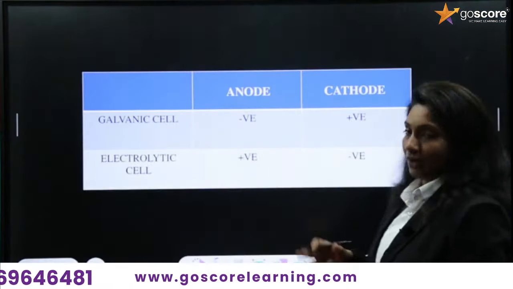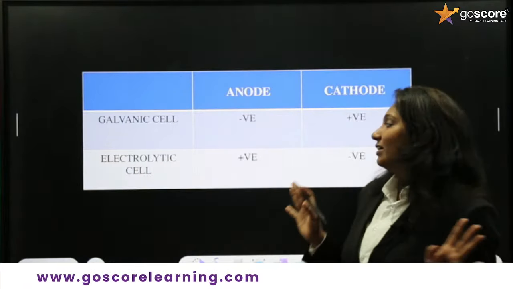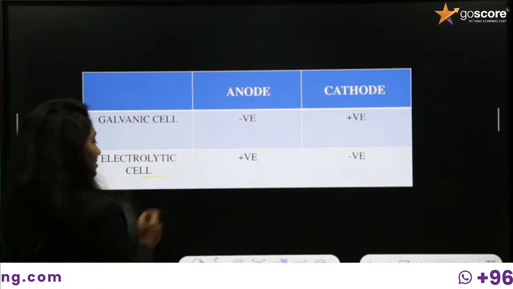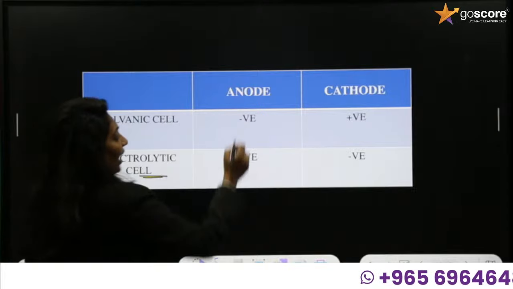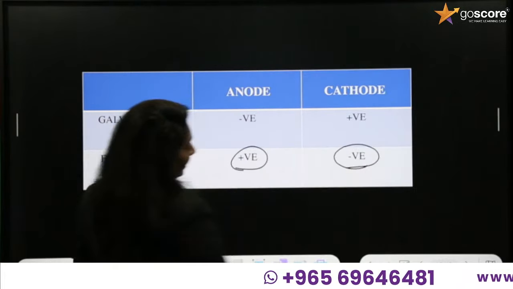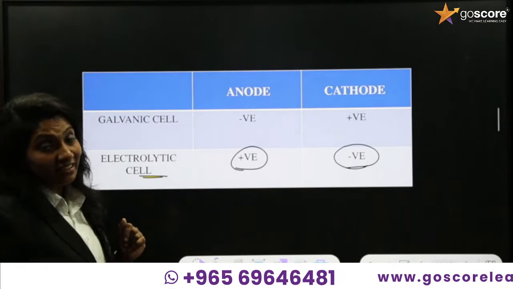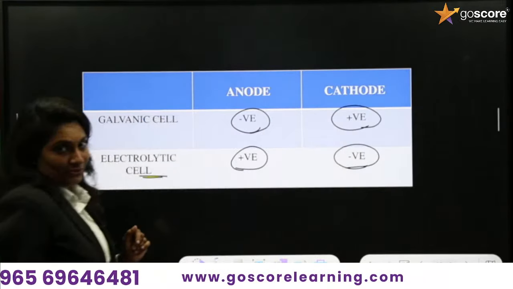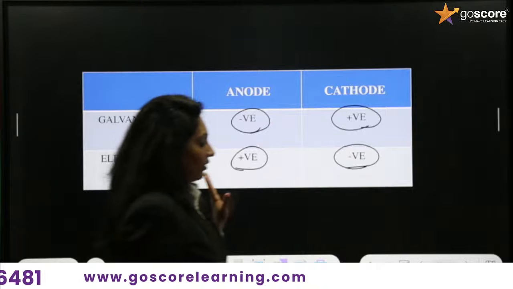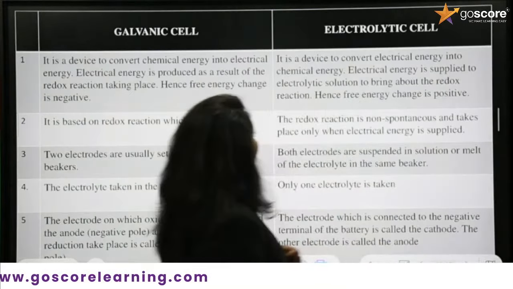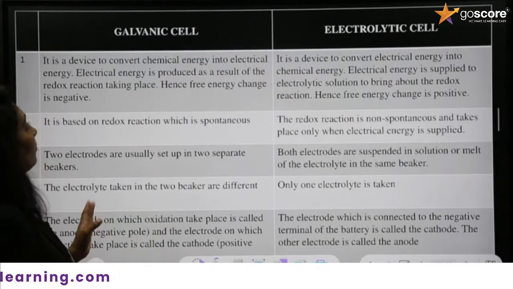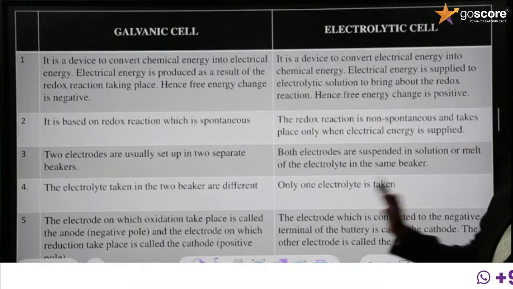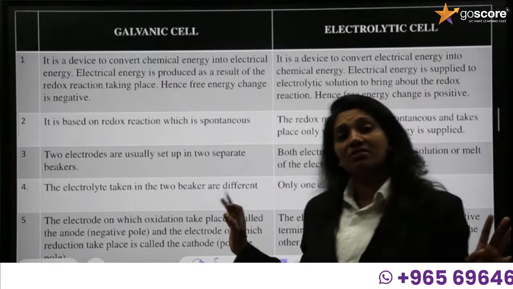Now, we have already discussed the galvanic cell and the electrolytic cell. In an electrolytic cell, we clearly know that the anode is positive and the cathode is negative, whereas in a galvanic cell, the anode is negative and the cathode is positive, right? Okay. So now we can solve some questions. Before that, we can see the main differences between the galvanic cell and the electrolytic cell. We already discussed all these things and these points are crystal clear for you all.